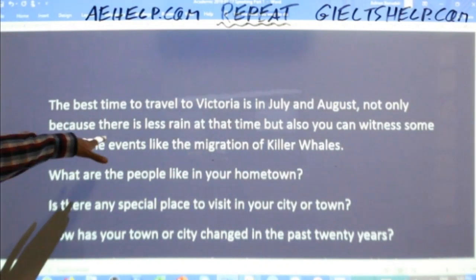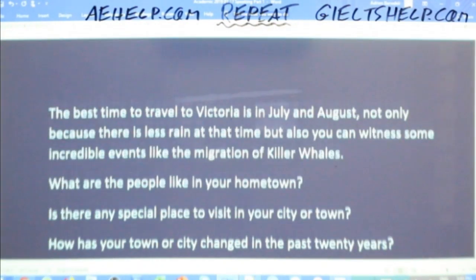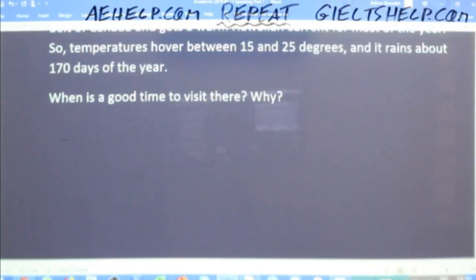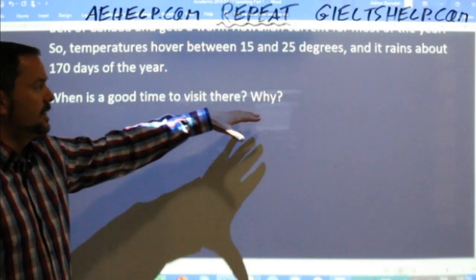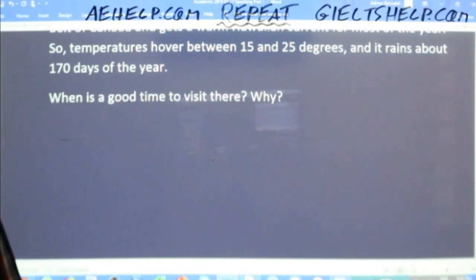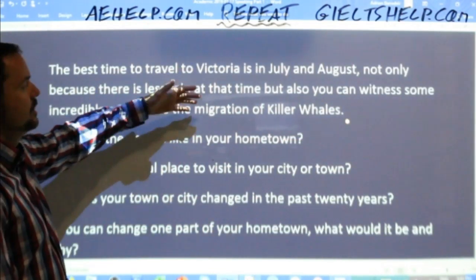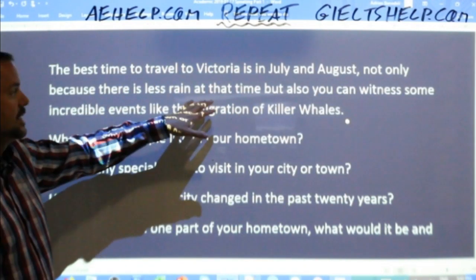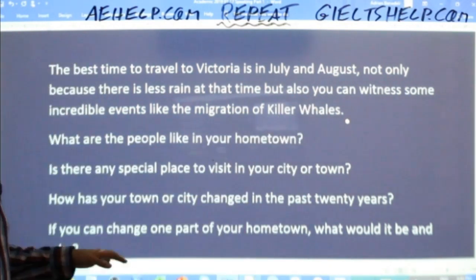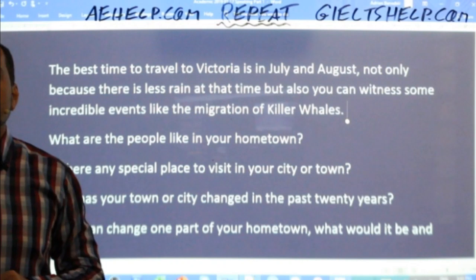The best time to travel to Victoria. Again, repeat after me. And students, don't forget what I said. Practice repeating questions as well. When is a good time to visit there? Why? The best time to travel to Victoria is in July and August, not only because there's less rain at that time, but also you can witness some incredible events like the migration of killer whales.